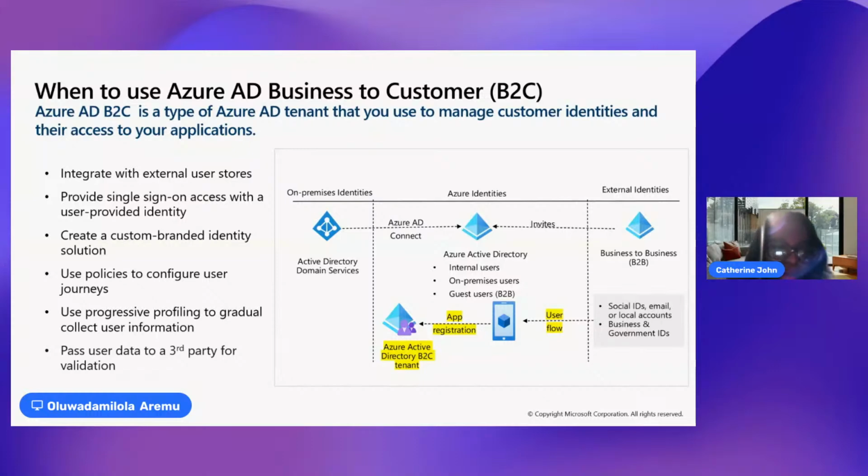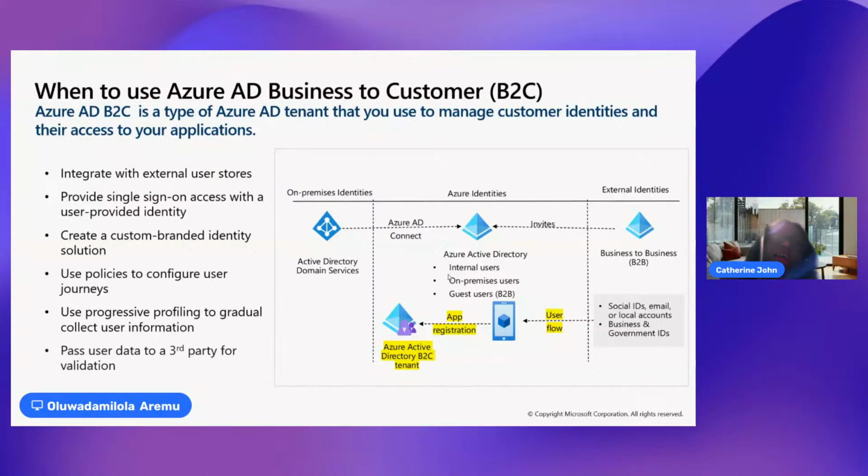So, looking at the diagram, we have Azure Active Directory Domain Service. That is from you now. We have AD Connect securely from you. We have Azure Identity, and we have external user, of course. So we have Azure Active Directory B2C tenants. So for example, we have an application.